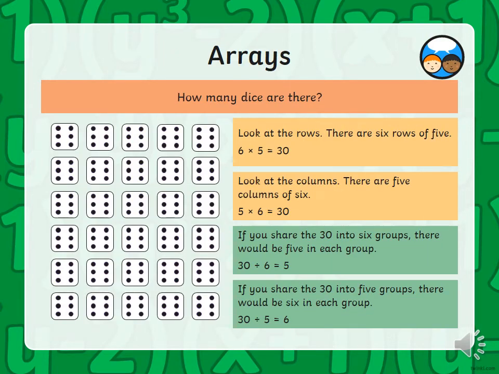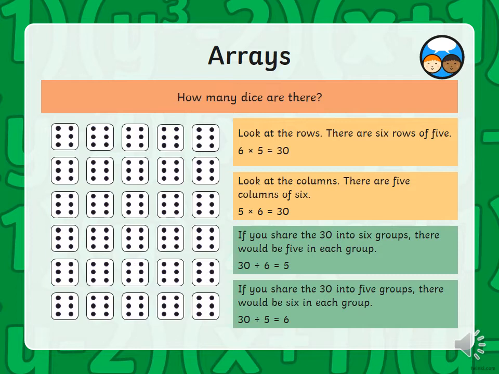Arrays. How many dice are there? Look at the rows. There are 6 rows of 5. Okay, so the rows go down like your y-axis. So there's 6 rows of 5. Look at the columns. There are 5 columns of 6. So your columns are your x-axis, and there are 5 columns.